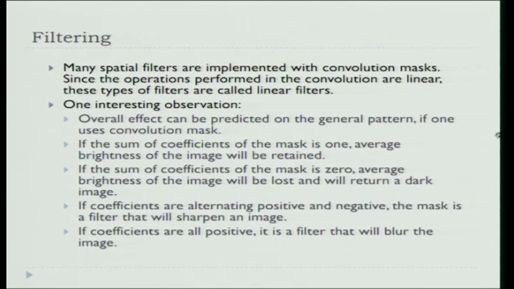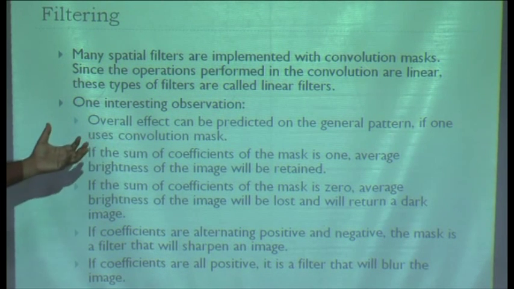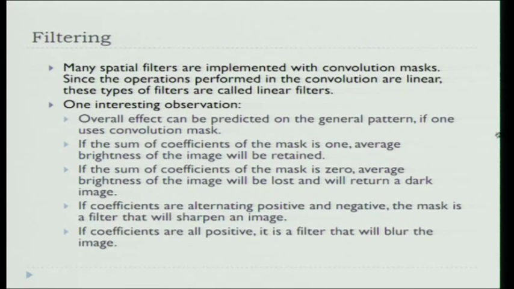Now, one interesting observation is that by seeing the mask itself, you can understand the output pattern of the image, right. The mask contains certain weights, and by seeing the content itself, you can realize what my output convolved image will be. If the sum of the coefficients is 1, then average brightness will be retained. If the sum of the coefficients is 0, then the image becomes dark. That brightness will be lost.